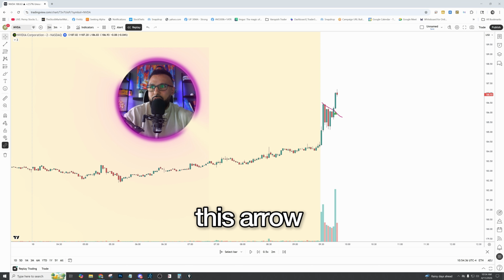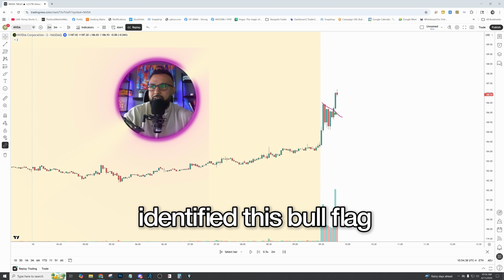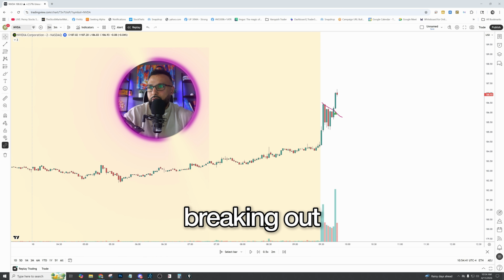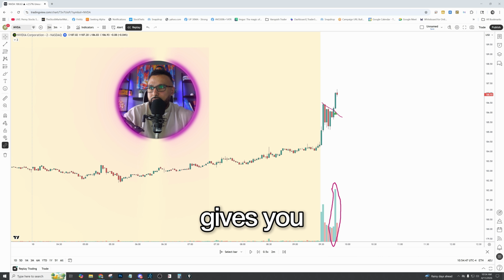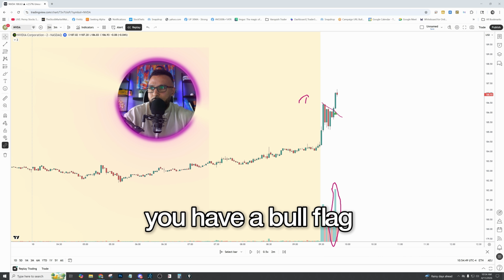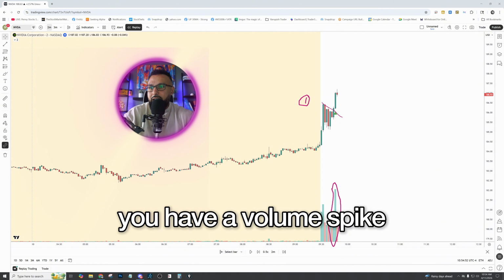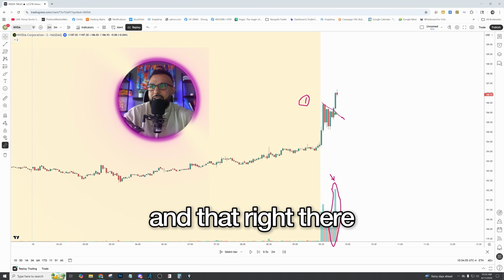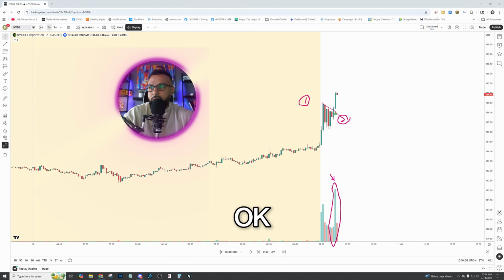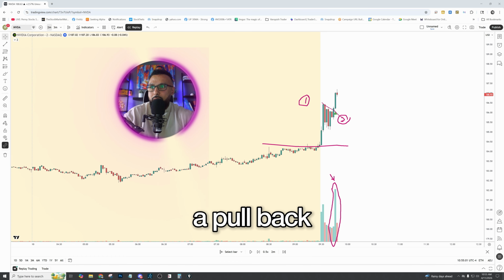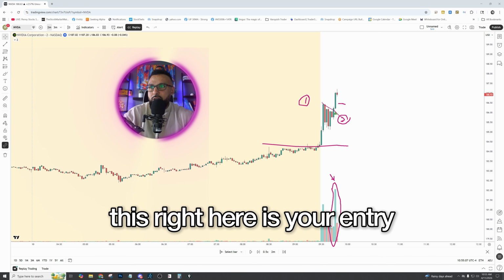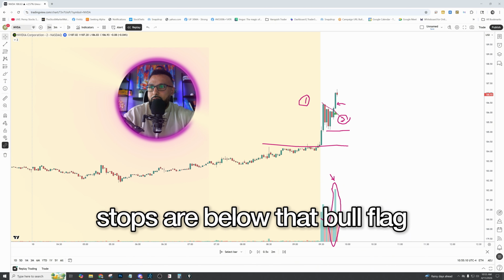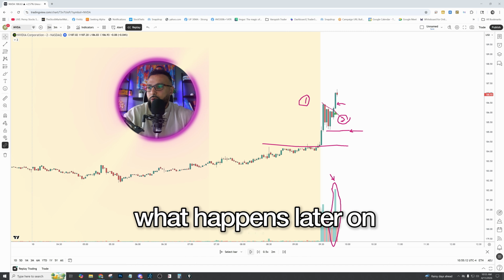And this right here, this arrow, after you've identified this bull flag and this candle breaking out with above average volume spike here, this arrow gives you the confirmation that one, you have a bull flag, two, you have a volume spike, and that right there is your confirmation to take the trade, okay? You have a solid breakout, a pullback on decreasing volume, and a breakout on increasing volume. This right here is your entry. The stops are below that bull flag right here, and take a look at what happens later on.